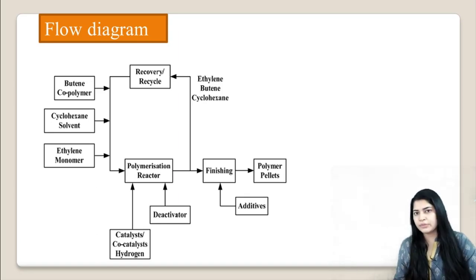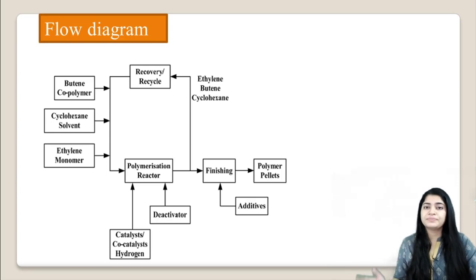From that, you get your polymerized product along with unreacted monomers, which are recycled back. As a part of finishing, you add certain additives, depending on the demand of your product, and from that you get your polymer pellets. So this is the flow diagram of your linear low density polythene products.